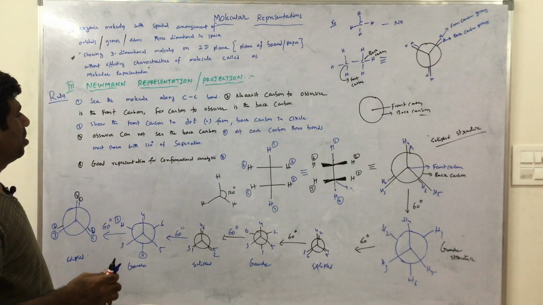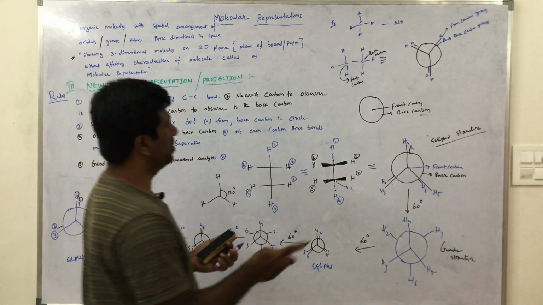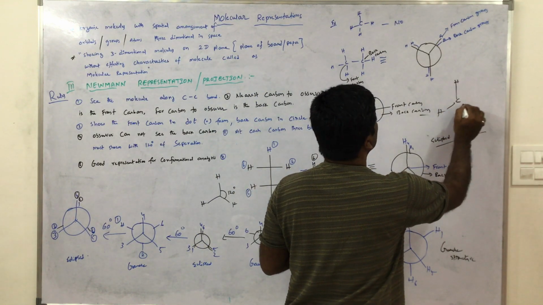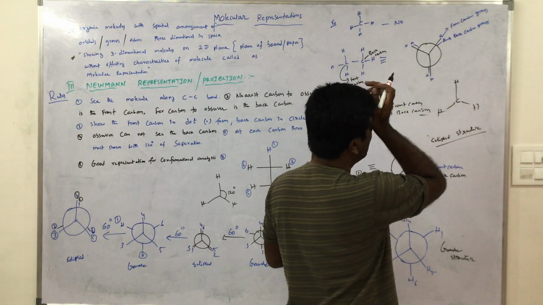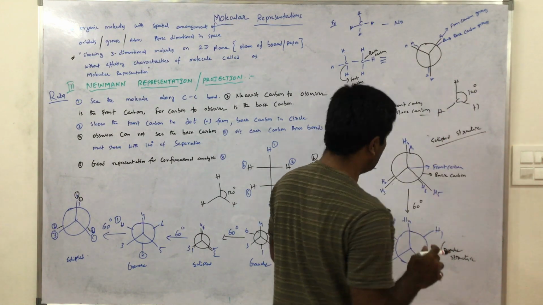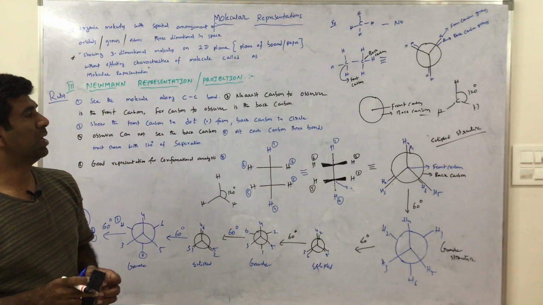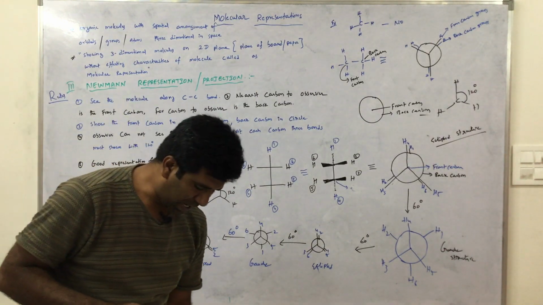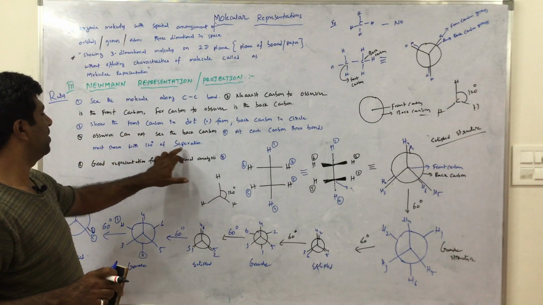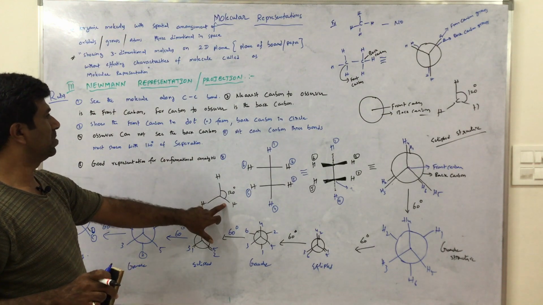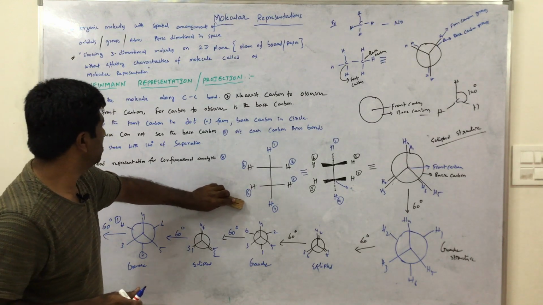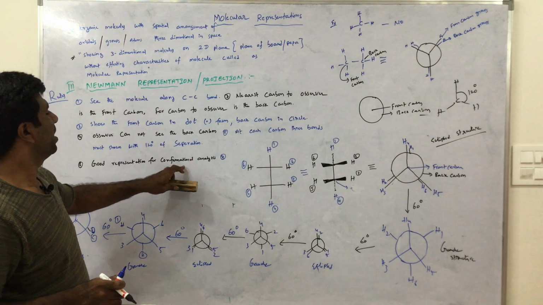At each carbon, 3 bonds must be represented. For example, this is the carbon, this is one hydrogen, this is one hydrogen, this is one hydrogen, connected with another methyl group. So this must be 120 degrees. Each carbon has 3 bonds, 3 atoms, and each atom is separated by 120 degrees. This Newman projection is very useful to represent conformational analysis.